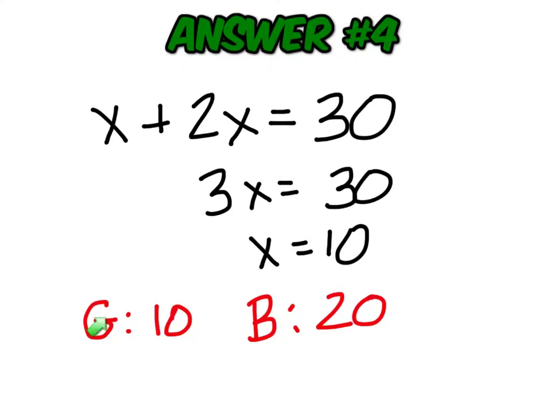On the fourth one, it was boys and girls. I let girls equal x. Boys were twice as many, so x plus 2x is 3x. Divide 30 by 3 to get 10. So you had 10 girls and 20 boys.